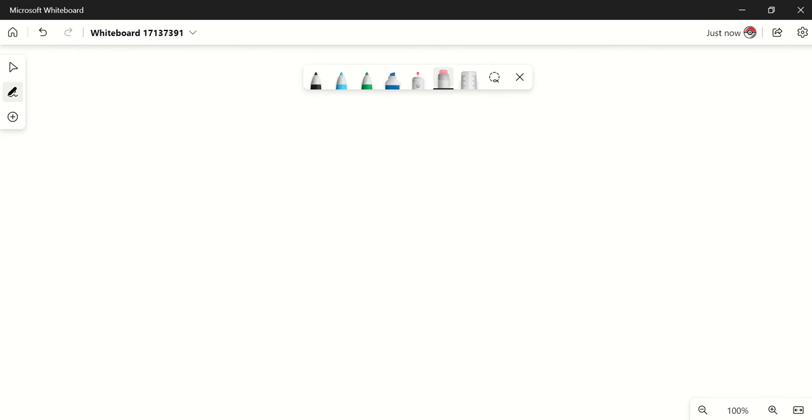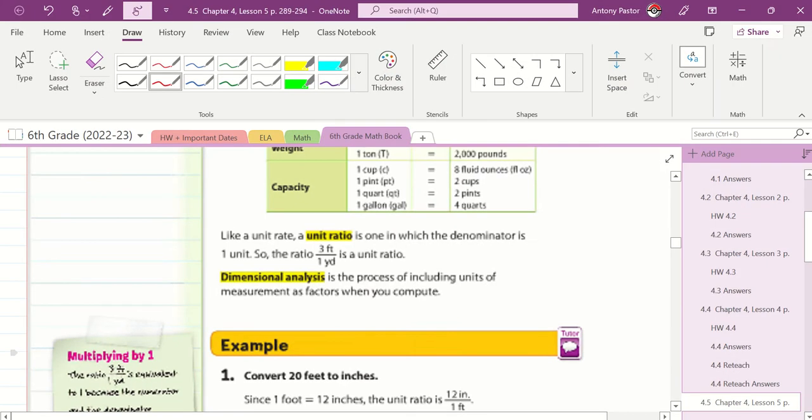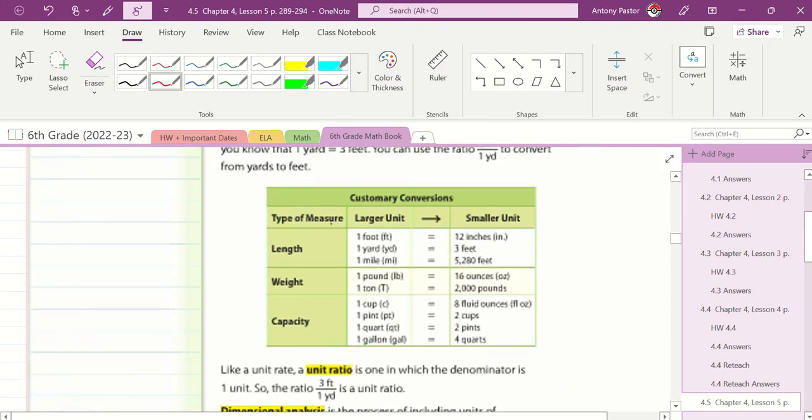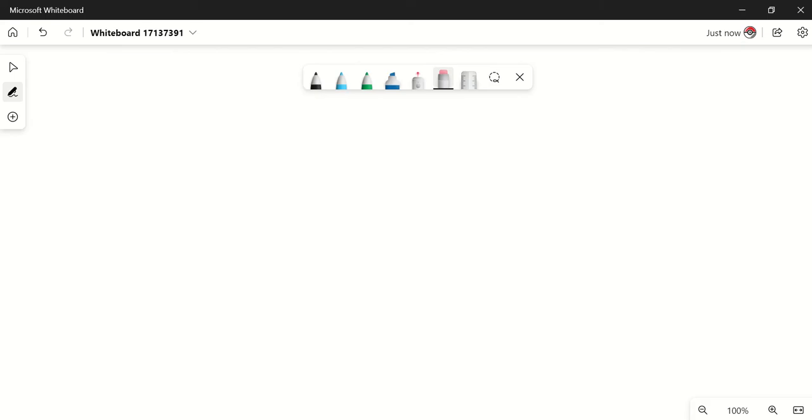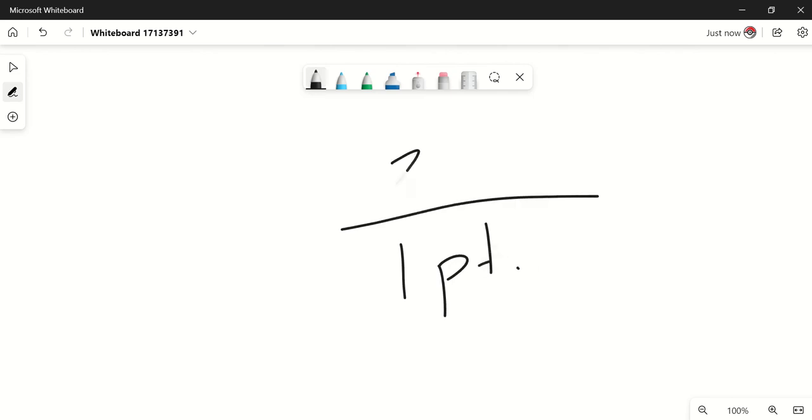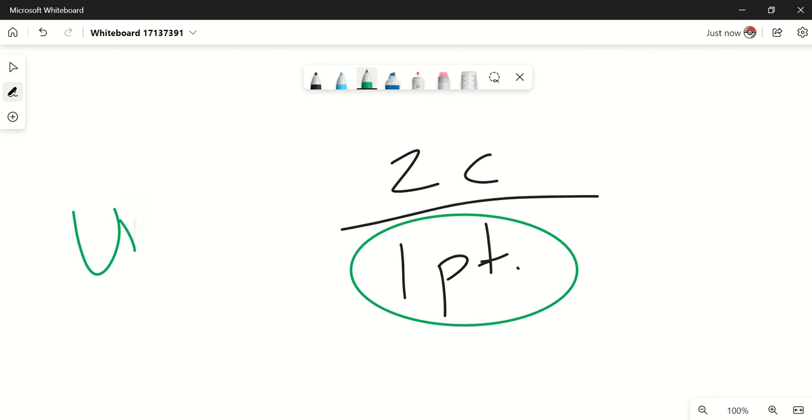So if one of your questions is, let's say, what is the unit rate for pints to cups? It would be 1 pint is equal to 2 cups. And this would be our unit rate. 2 cups over 1 pint. The 1 needs to be on the bottom if we're talking about unit rate or ratio.